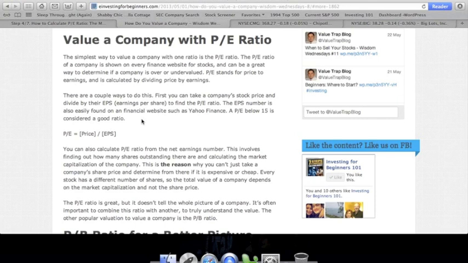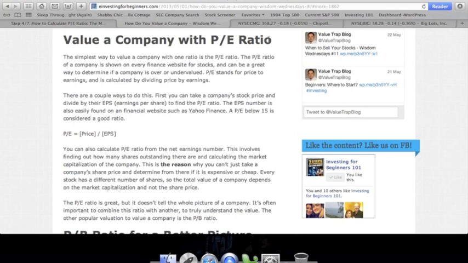But you can compare. In one industry, you can take two different stocks and compare their PE ratios and see which one's cheaper or more expensive than the other one. And so that's a great way to utilize the PE ratio. So what I've done is I'm going to show you exactly how to do that right now.